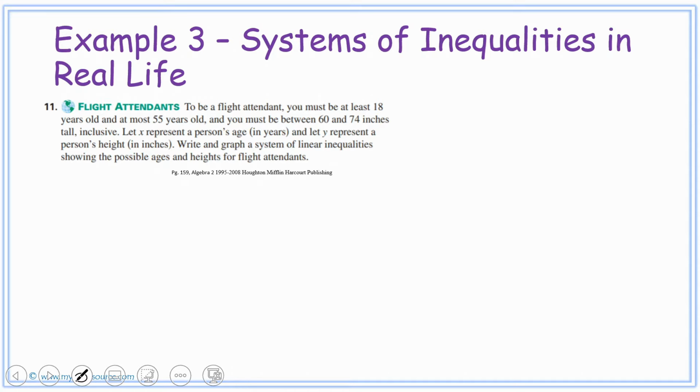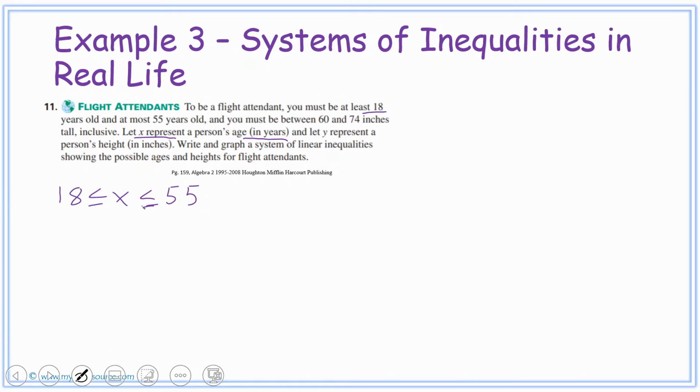All right, so they already tell us what variables we're using. Our x will represent our years, and time is always the x-axis. And so where do we see years? So the youngest the person can be is 18, so that's inclusive. So that means greater than or equal to that. So x is greater than or equal to 18, but the most they could be is 55. And you're including these ages, so we use the less than or equal to sign.